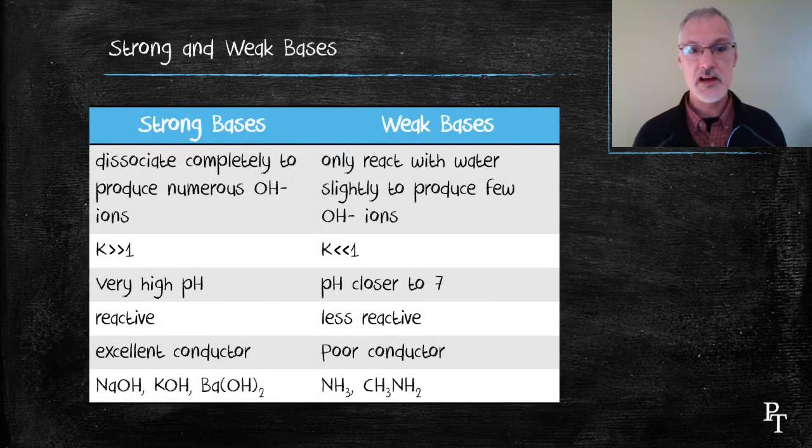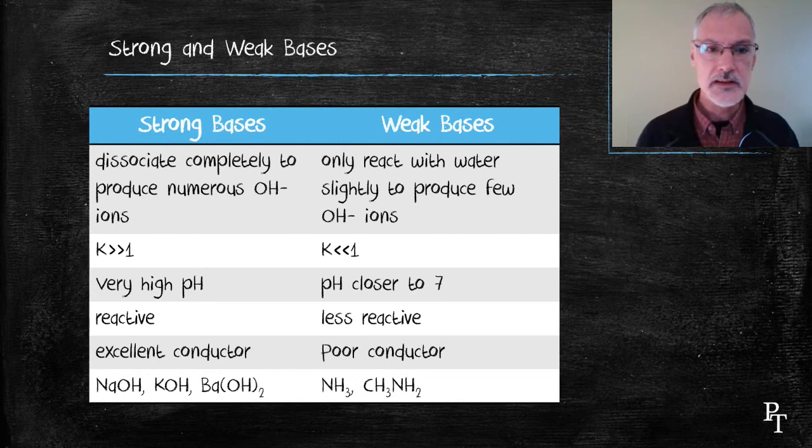Strong and weak bases follow similar arguments. Strong bases dissociate completely, whereas weak bases don't. They have Ka values that are very large for my strong bases and very small for my weak bases. They're not very good conductors, weak bases, but much better conductors as strong bases. pH values, again, tend to be very high for my strong bases, but tend to be somewhat closer to 7 for my weak bases. And again, the arguments around conductivity.